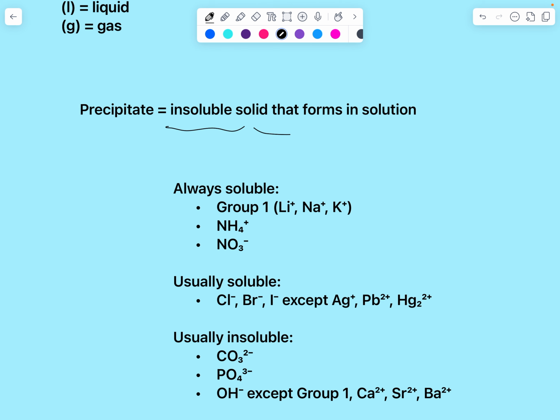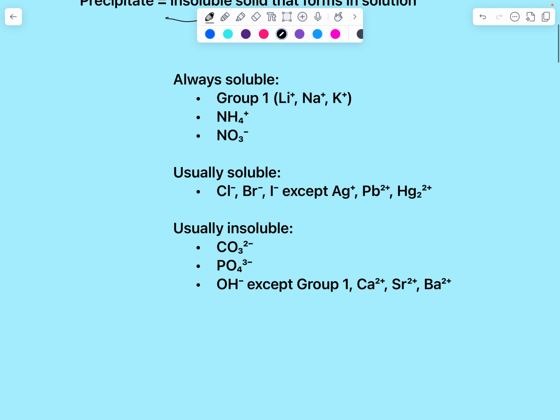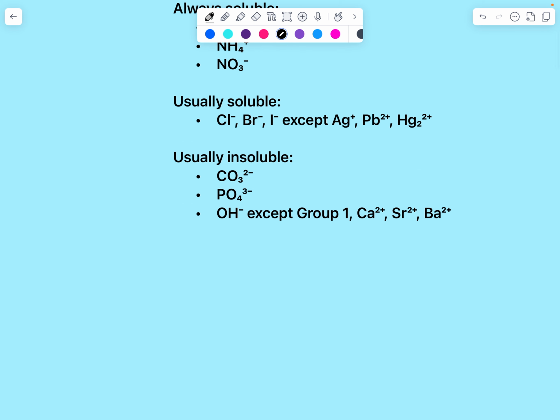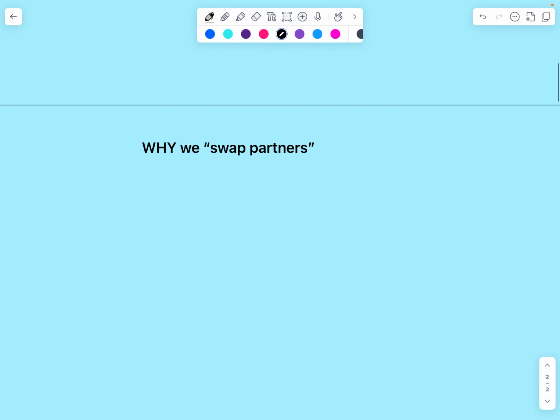So, here's the solubility rules. We don't memorize every salt. We memorize patterns. So check this out. On the periodic table, group 1, like lithium, sodium, potassium, that's soluble. NH4 plus is soluble. NO3 minus is soluble. Usually soluble are chloride, bromide, iodide, except Ag plus, Pb2 plus, mercury 2 plus. Usually insoluble are CO3 2 minus, PO4 3 minus, OH minus, except group 1, calcium, Sr, and Ba. Write these down. It's fundamental.